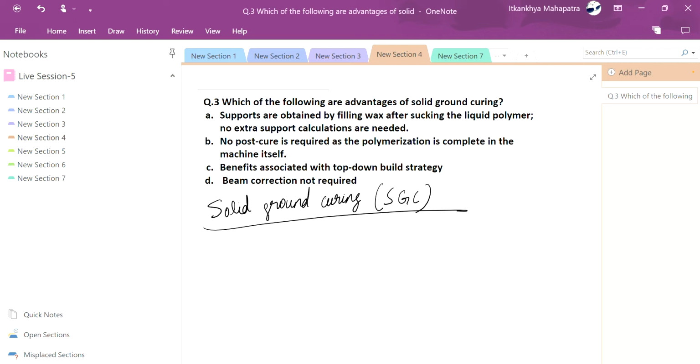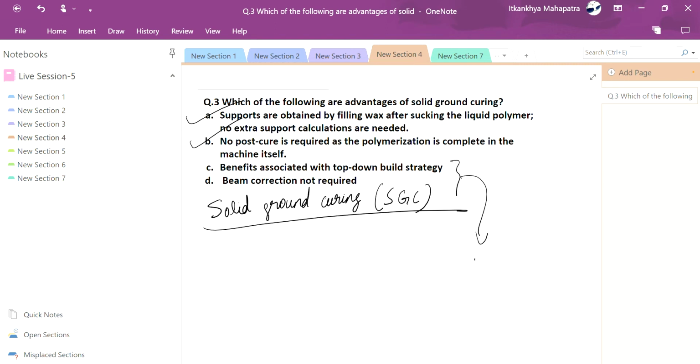So first we'll discuss the solid ground curing method. As we know, the principle is very similar to SLA. That is, when a light of appropriate wavelength falls on liquid photopolymer, the energy absorbed causes polymerization, and the photopolymer which is polymerized will be in solid state. So here, this is the correct option.